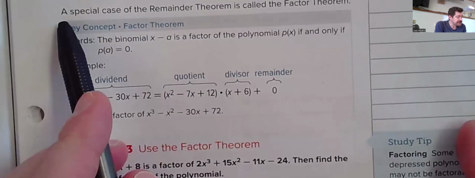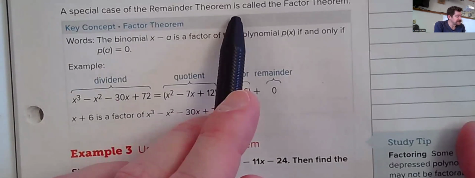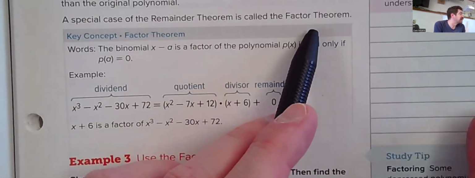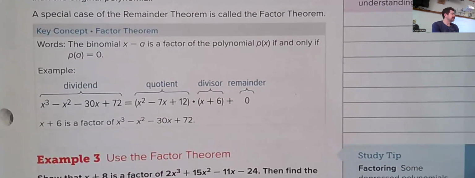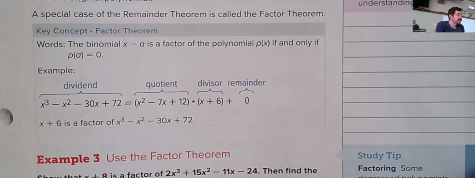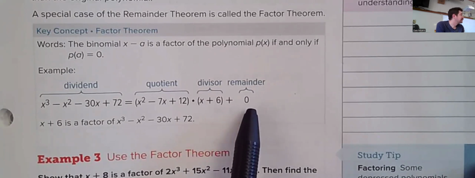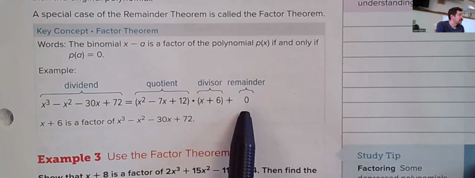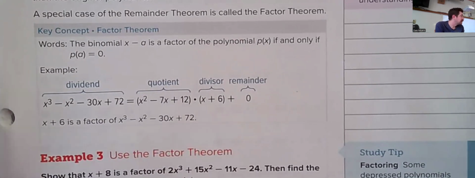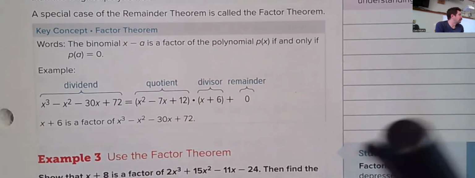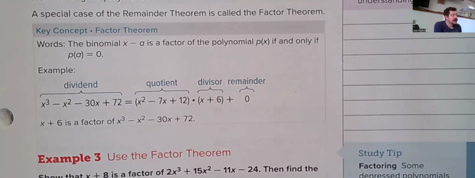A special case of the remainder theorem is called the factor theorem. This is like a branch off of the remainder theorem, because something is a factor of something else if the remainder is what? Anybody remember? Zero. Something is a factor of something else if the remainder is 0. 4 is a factor of 12 because 12 is divisible by 4 with no leftover. There's no remainder.